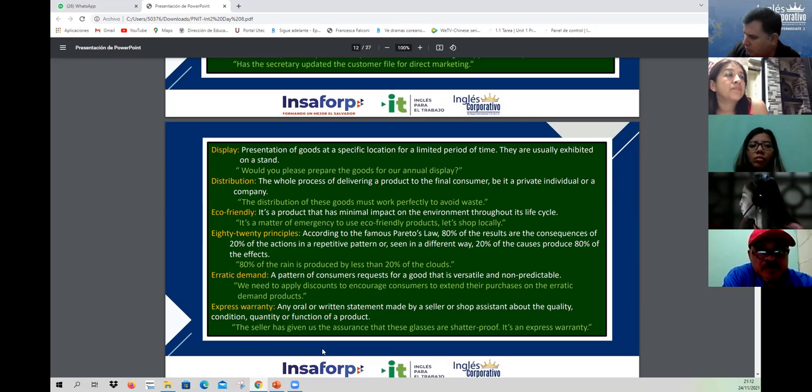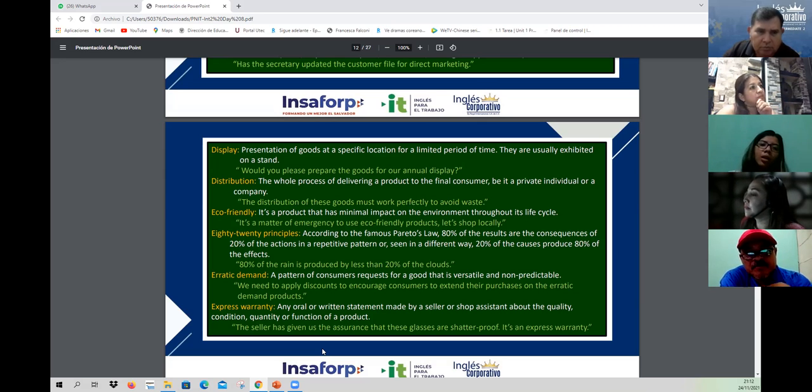Distribution. The whole process of delivering a product to the final consumer, be it a private individual or a company. The distribution of these goods must work perfectly to avoid waste.